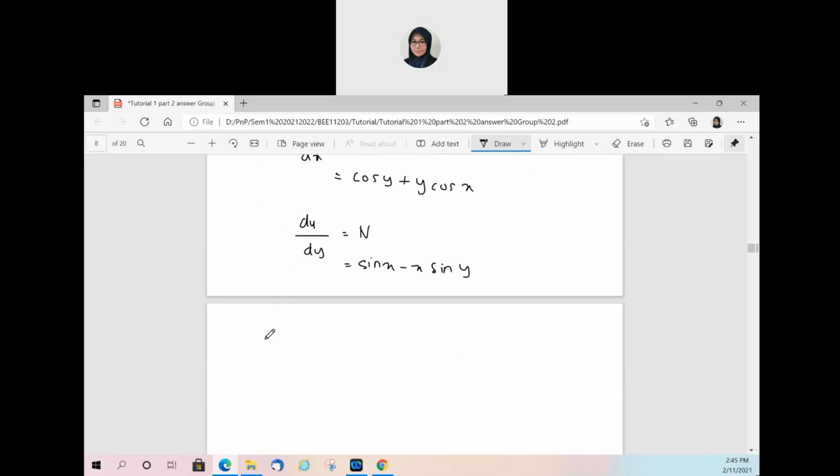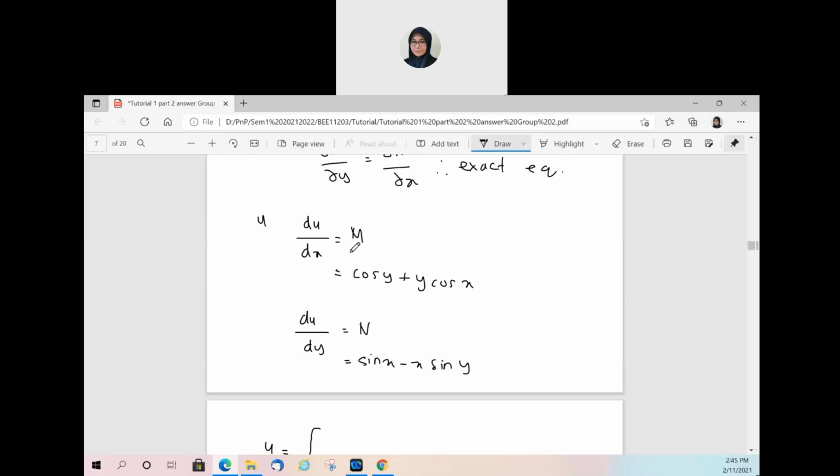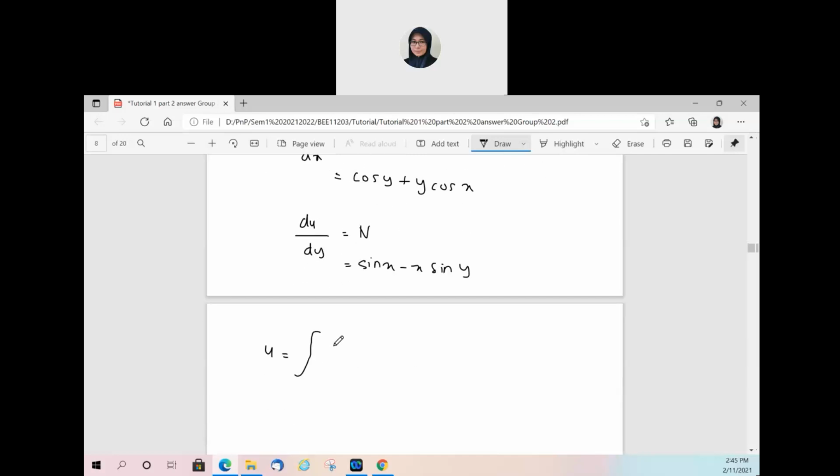We want to find what is u. Then u equals, we integrate. As I said, either this one or this one. This time I want to use du over dy. So you integrate du over dy, plus g(x).